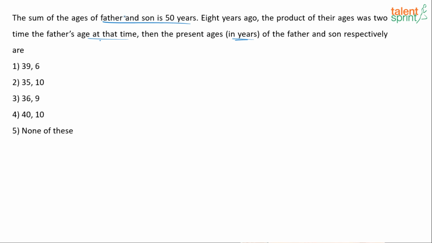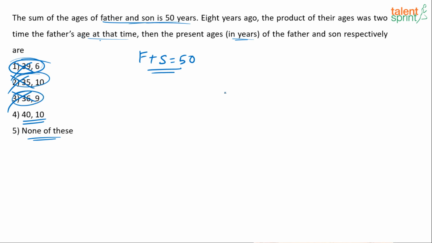Simple. F plus S is equal to 50. Yes or no? Sum of the ages is 50. Look at the options. Is the sum of 39 and 6 equal to 50? No. Is this 50? No. Is this 50? No. Either it should be 40 and 10, or it should be none of these. He says the sum of the ages of father and son is 50 years. If this also gets eliminated, I'll directly mark option 4. I don't have to worry about the remaining part of the question. So 40 and 10 or none of these.